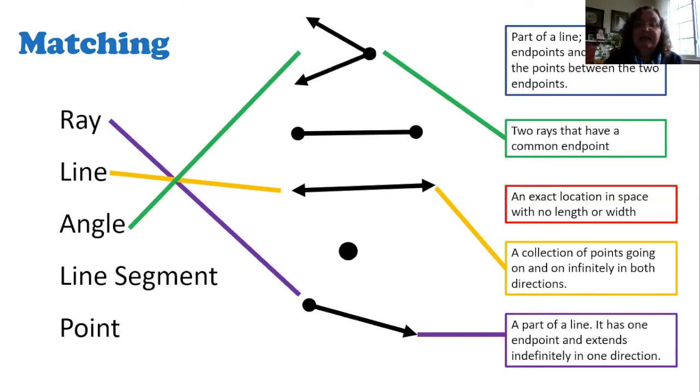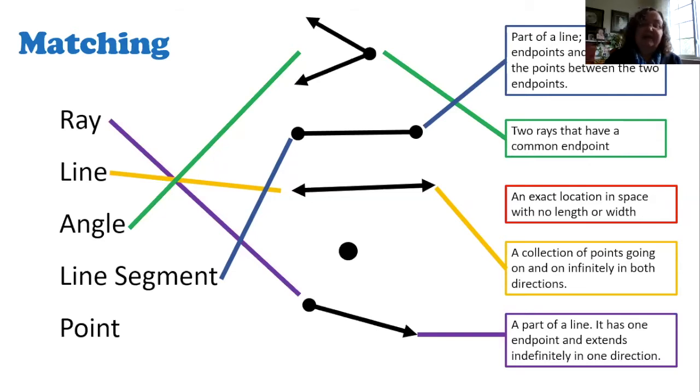A line segment. Which one of those two things left is a line segment? Oh, you're right. Right there is the line segment. And the definition of line segment is part of a line that has two endpoints and includes all the points between the two endpoints. Very good.